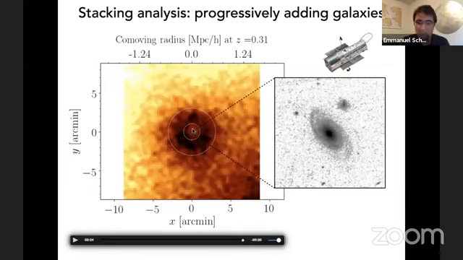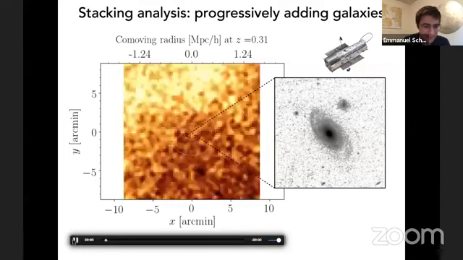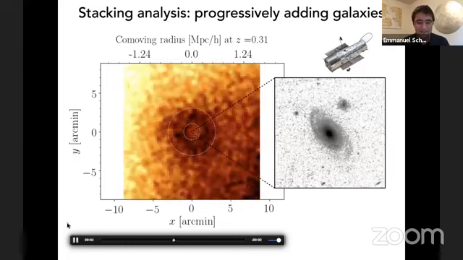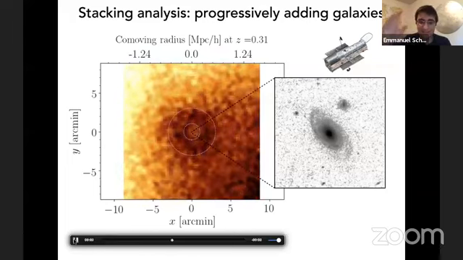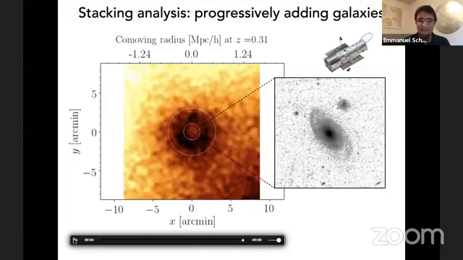Okay, so this is our stacking measurement. Maybe I'll run through it a few more times. So remember, about a year and a half every 4 seconds. So at the start, you don't see anything. And as you add more and more galaxies, you start to see that shadow appear.